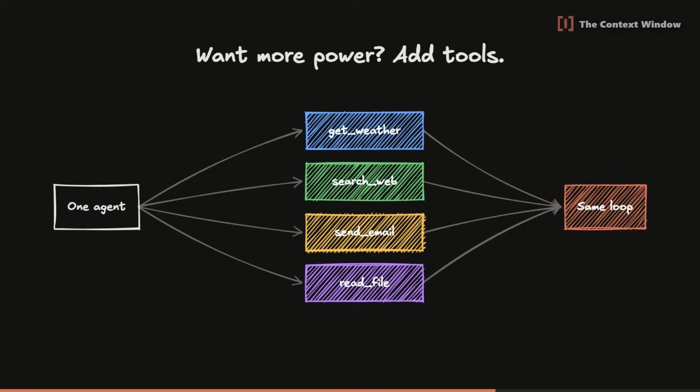Want the agent to search the web? Write a search function, describe it, add it to the list. Want it to send email, read a file, query your database? It's the same move every time. The loop never changes. You're not learning a new framework for each new capability. You're just writing functions. An agent's power comes from the tools you give it, not from the cleverness of the loop. The loop is boring on purpose.